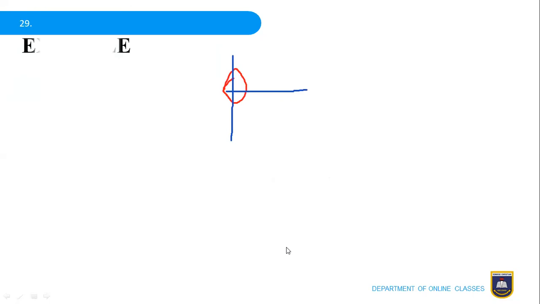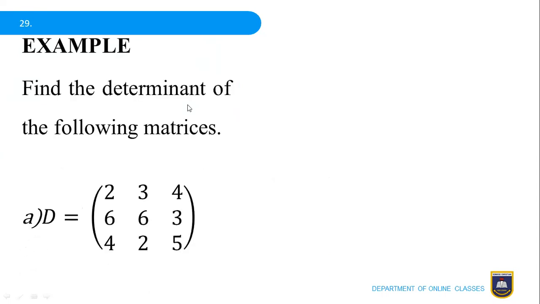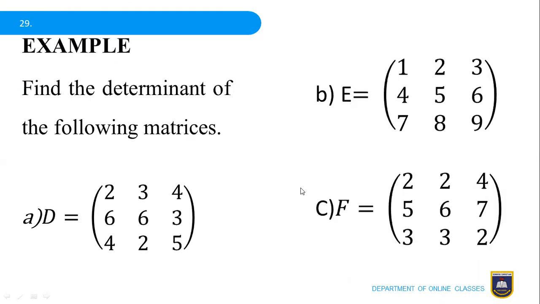We now take some examples. Let's pick an example and see how we go about it. The first example is this. Find the determinant of the following matrices. So we have some matrices here. I want you to copy them. Please copy these matrices.